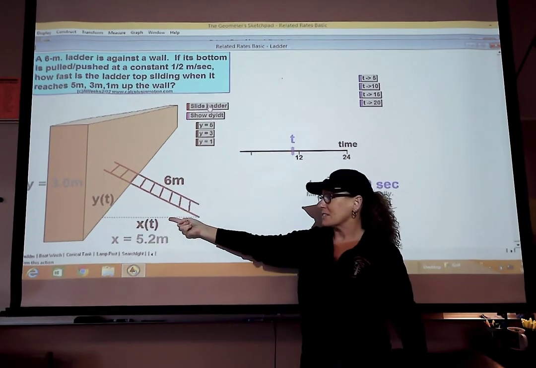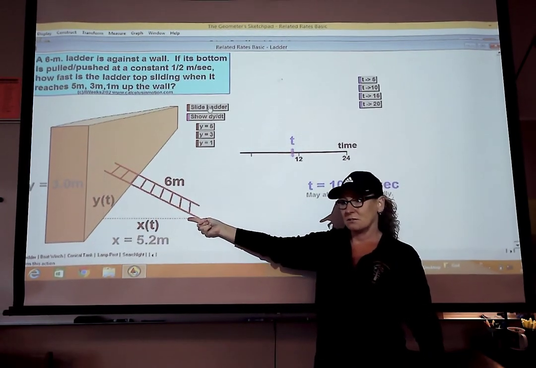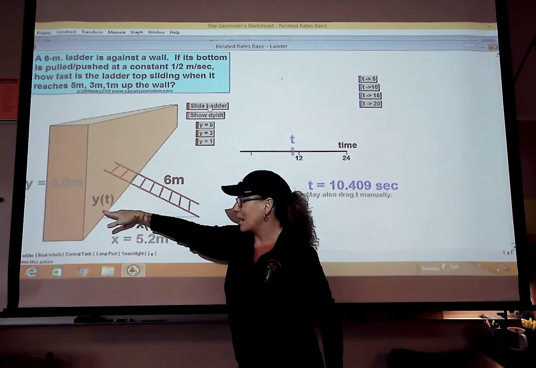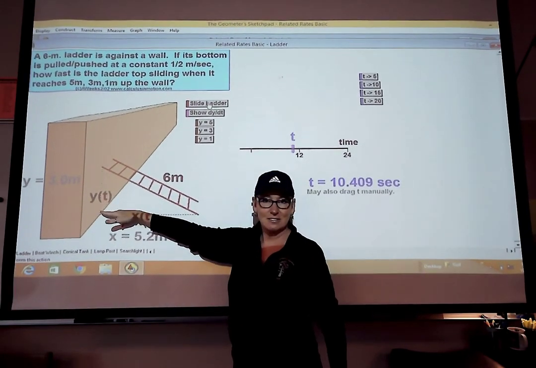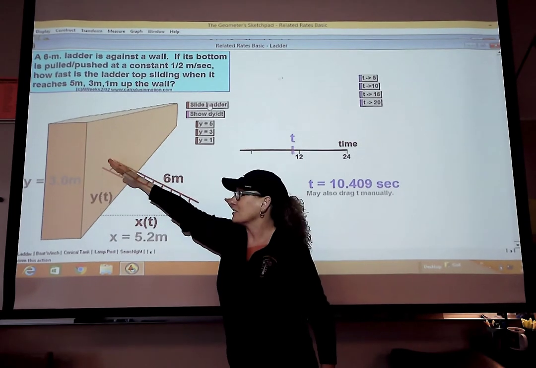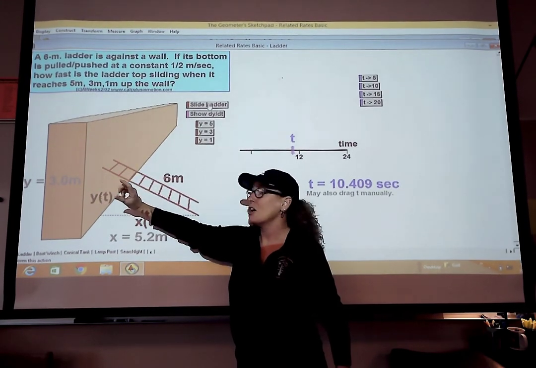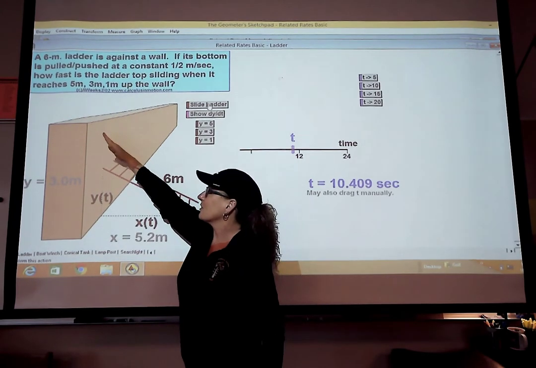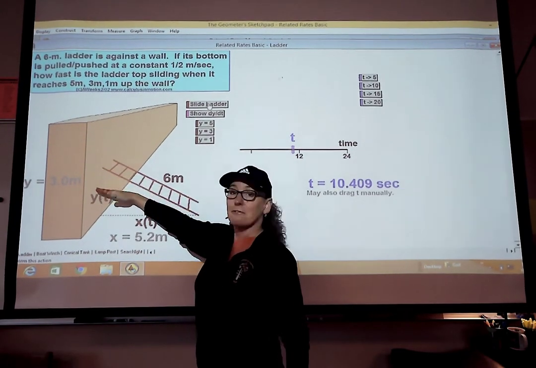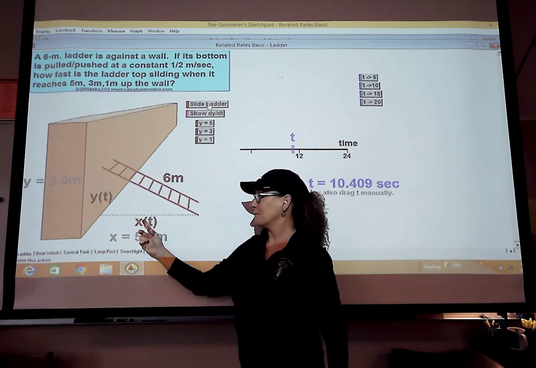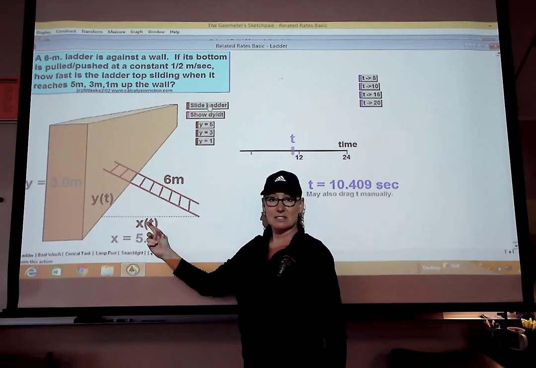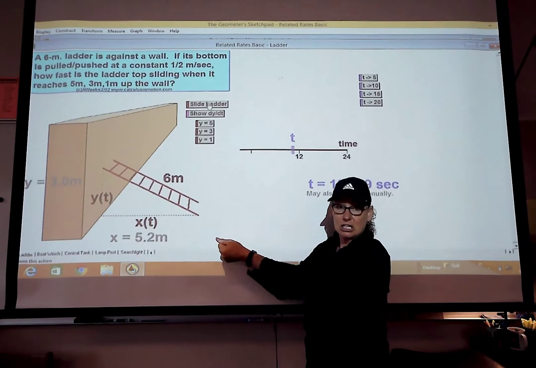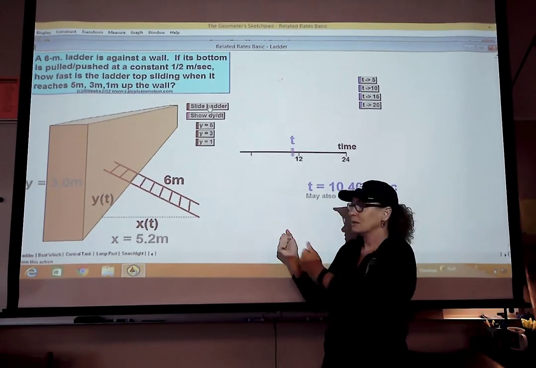The bigger this length becomes, the faster this rate changes, right? The height of the ladder is going to change and change and change. The rate of change for the height of the ladder is slow at first, faster at the end. The rate of change of the distance to the wall is consistent. It's just a constant rate.